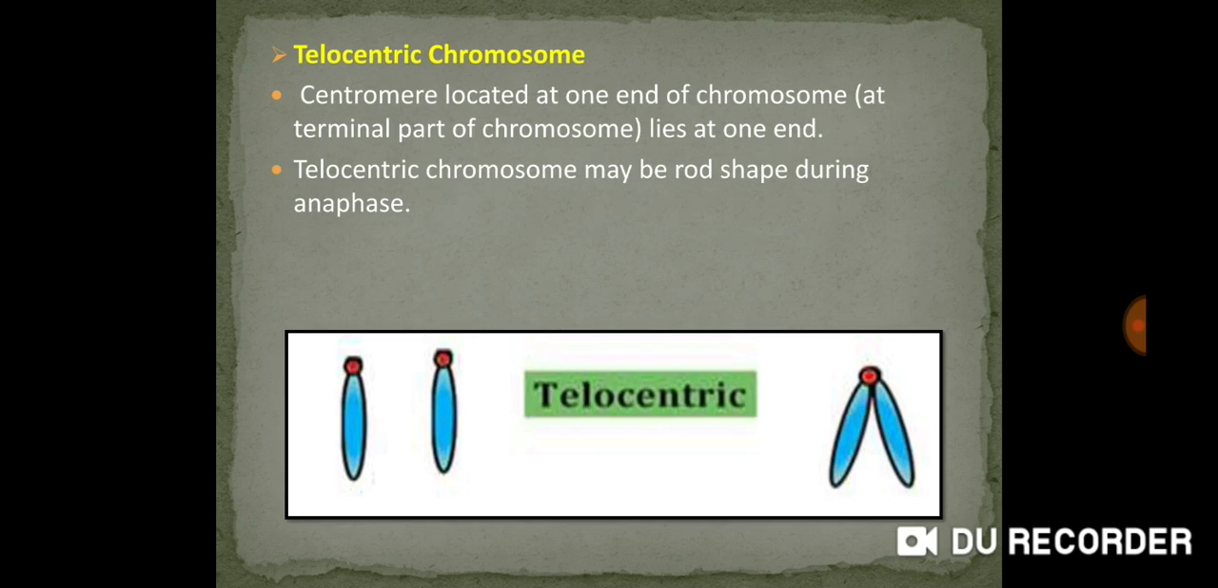Telocentric chromosome. In this, the centromere is located at one end of the chromosome, at the terminal end, and because of that terminality it is called telocentric, and it may also be rod shaped during anaphase.